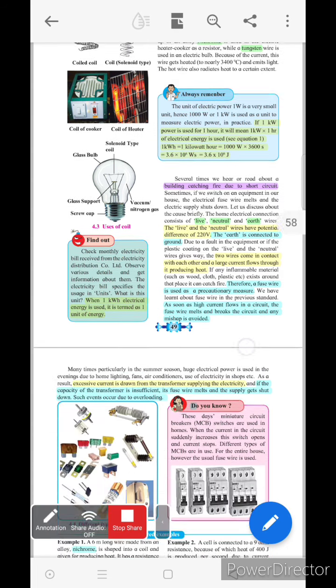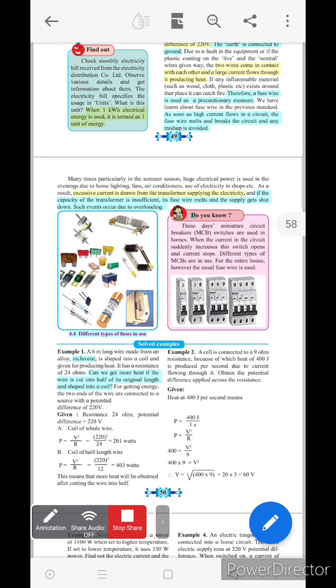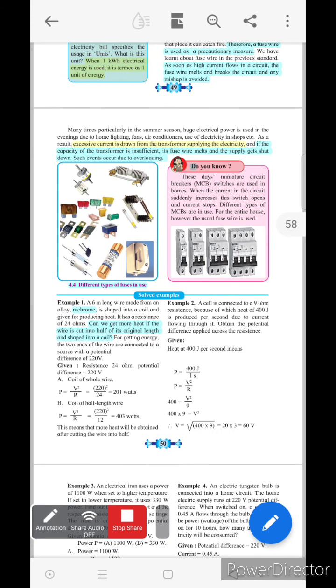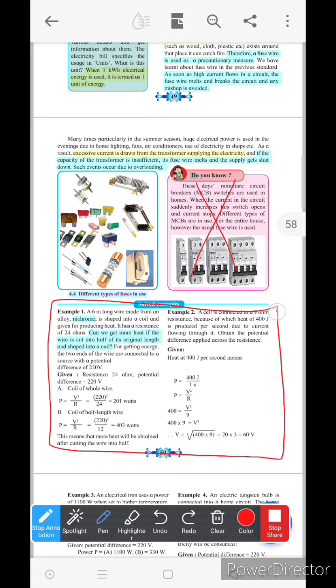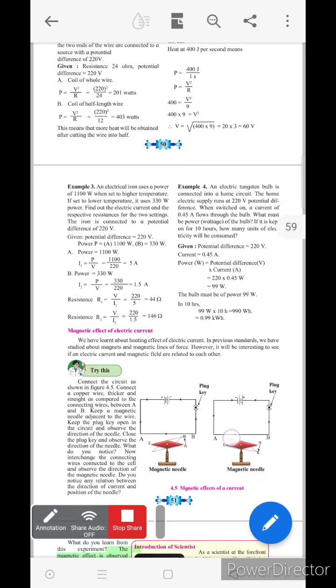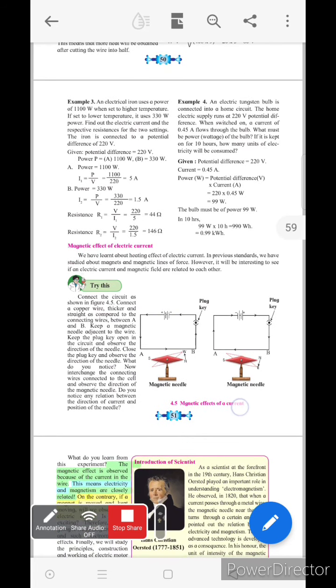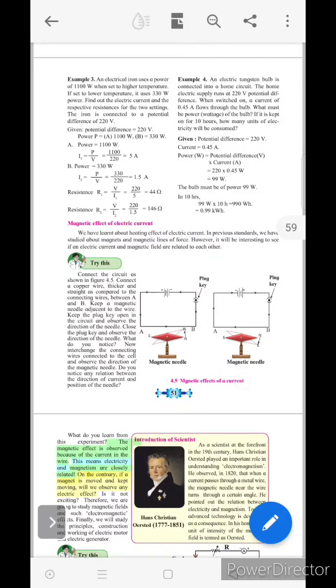Next page, page number 50, the pink color box, that is do you know? That do you know box is also removed. And the examples which are removed, you don't have to study those examples also. Then we will move on to page number 51. There is no reduction. Example number 3 and example number 4 you have to study.